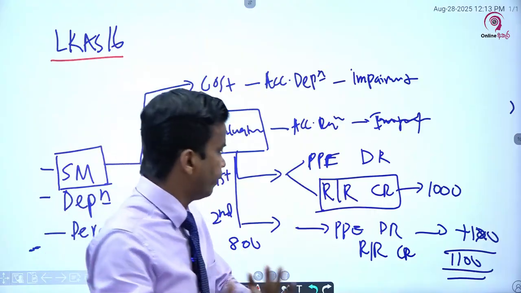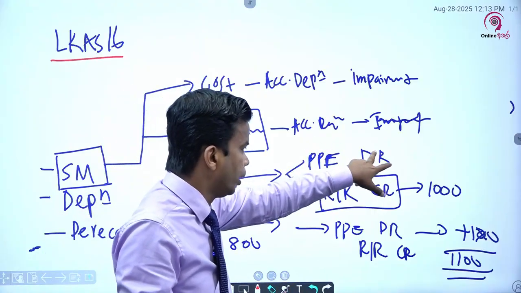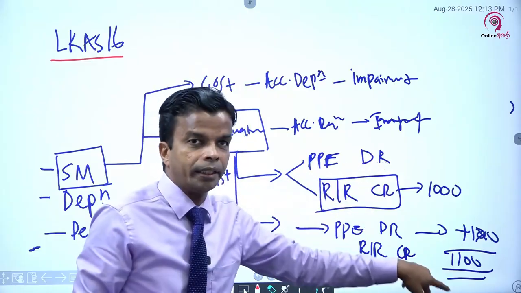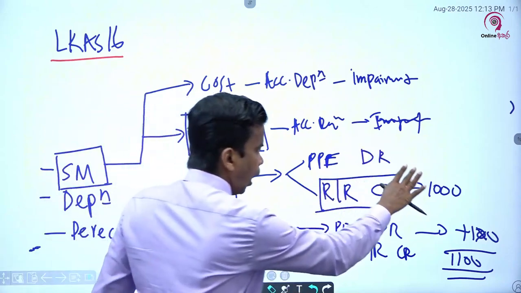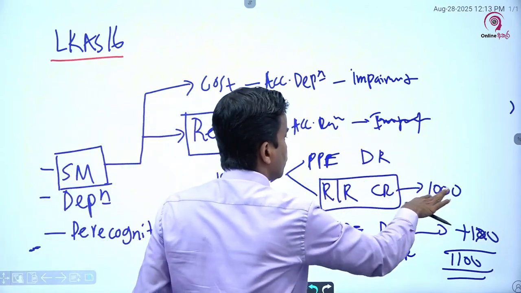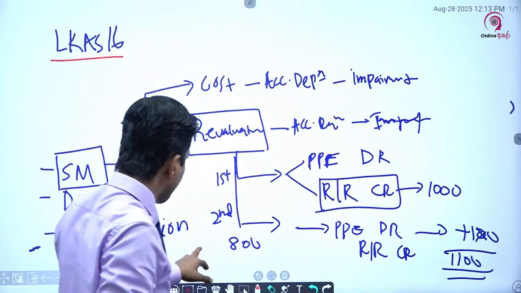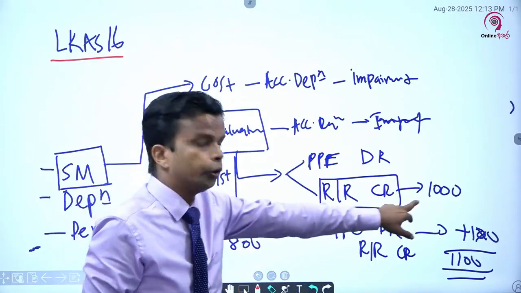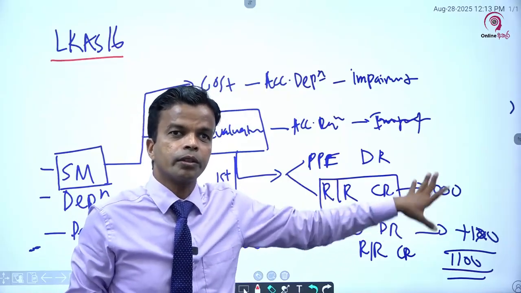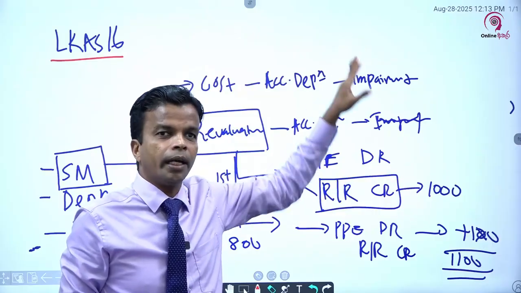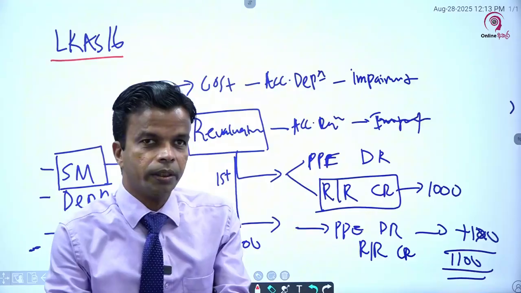Ideally, a deficit means the reversal of this entry: revaluation reserve debit, PPE credit. What the standard says is, yes, you can do that entry, provided you have sufficient surplus already in the accounts. So in this case, the deficit is 800, you have 1,000 available, so yes, you can set off because the surplus is higher than the deficit. Then the remaining 200 will stay as revaluation surplus.